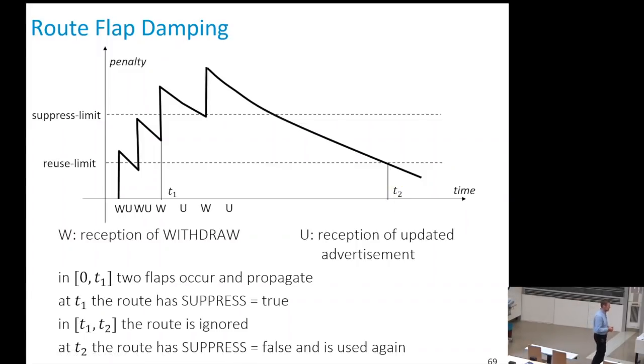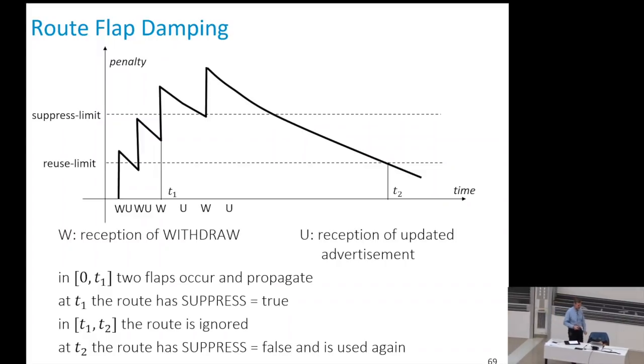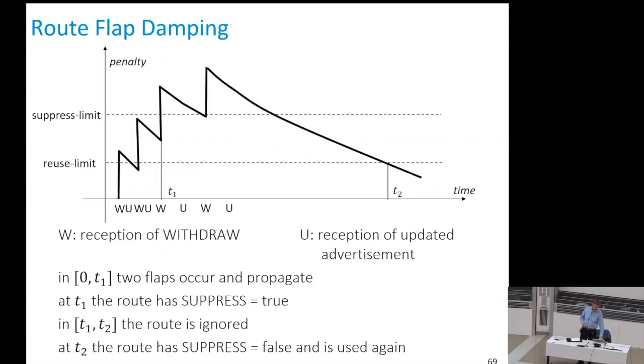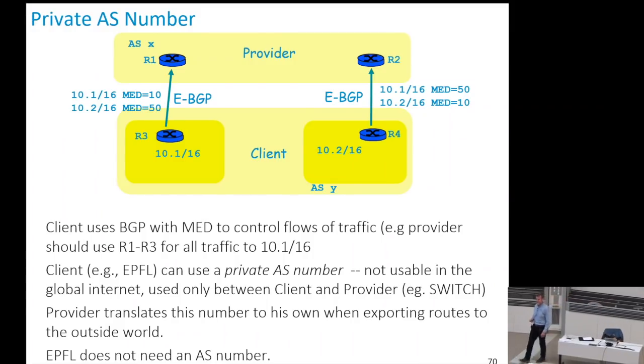So this is one of the additional mechanisms we need in BGP, which is called route flap damping. There are many systems that have that kind of problem, and they all use a similar system.